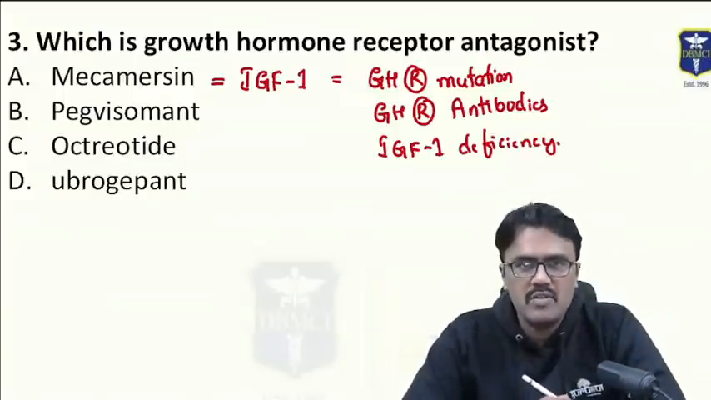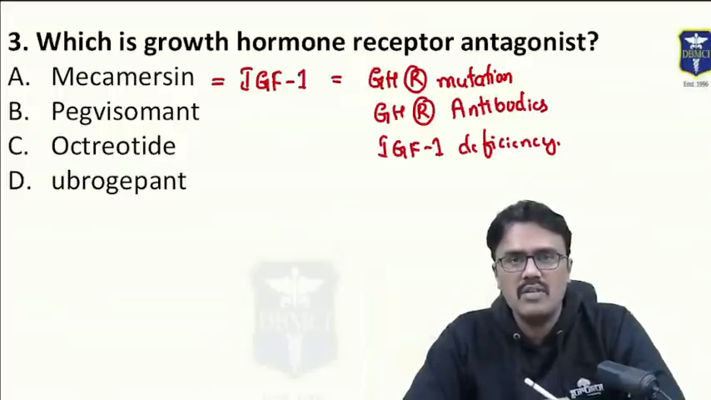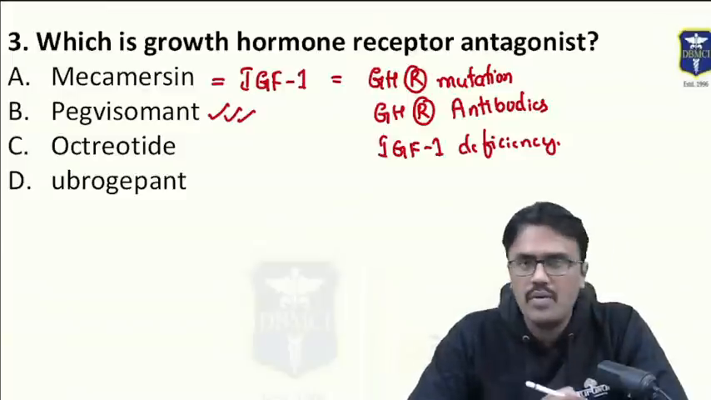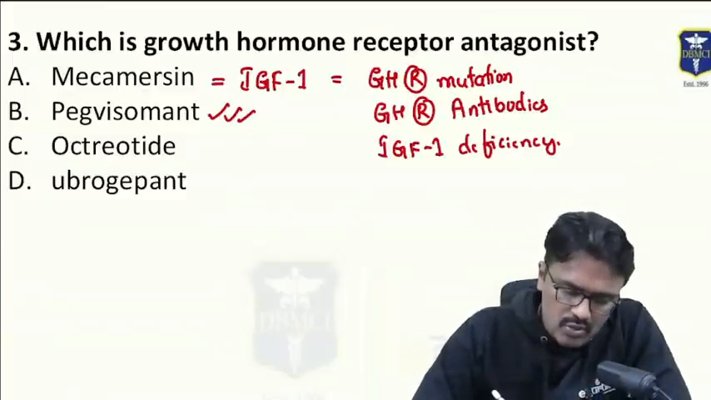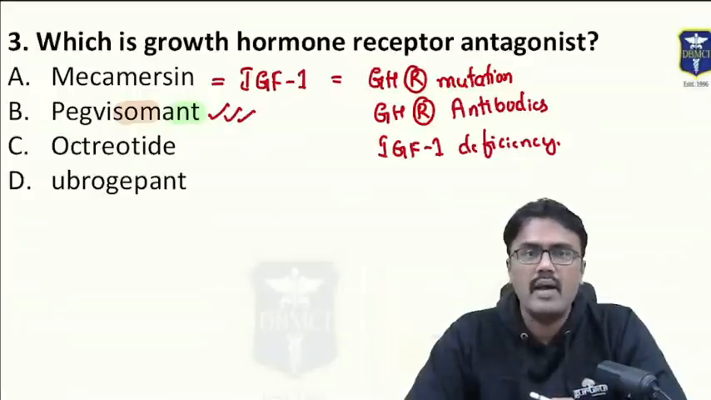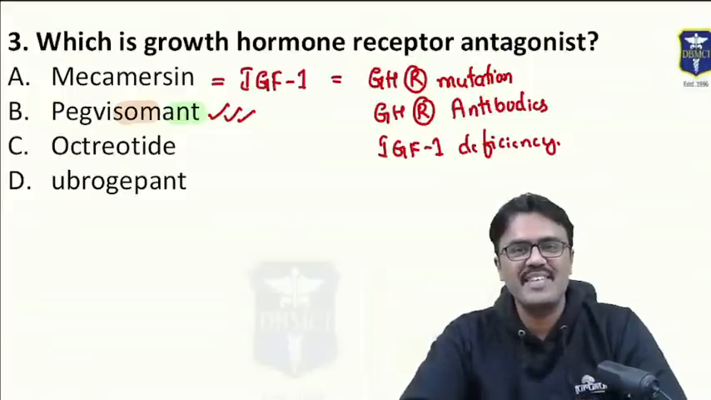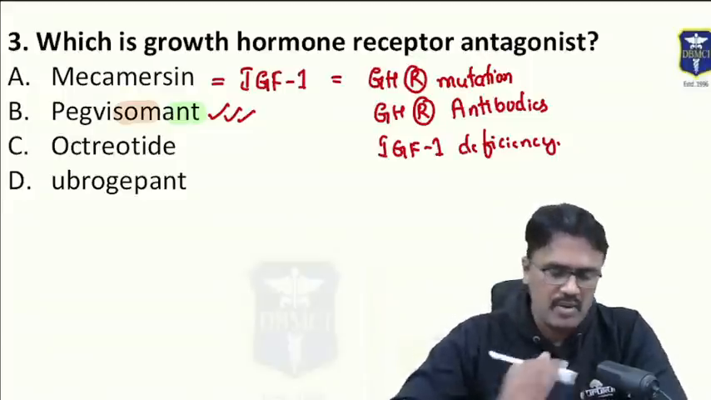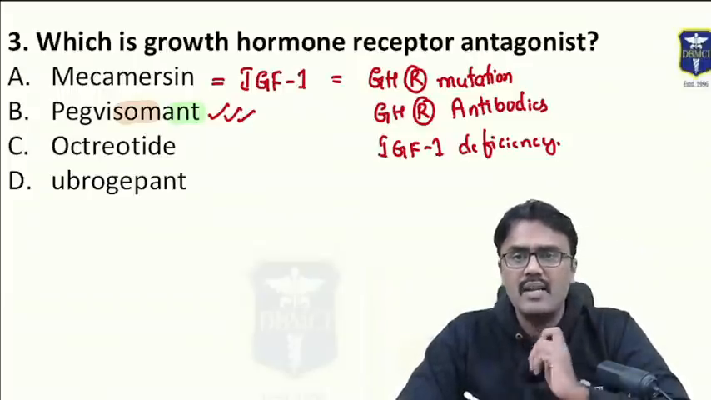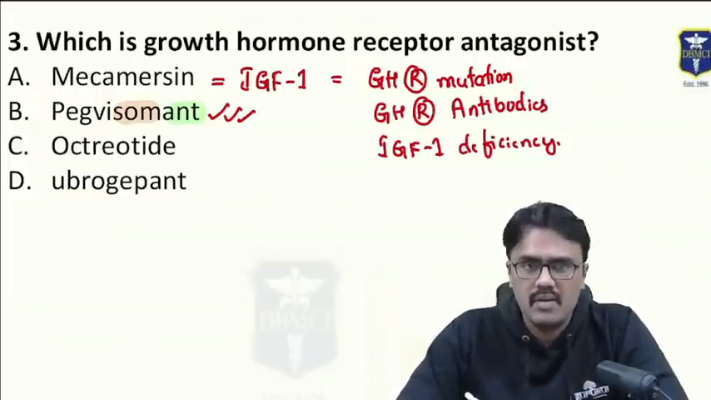Then what is pegvisomant? Pegvisomant is a growth hormone receptor antagonist, and this is the right answer. Now you can read the name itself. Somato, that is growth hormone, it's an antagonist for that. So it is used in the treatment of acromegaly. What about octreotide? Octreotide is also used for acromegaly, but it is a somatostatin analog. It's not a growth hormone receptor antagonist.